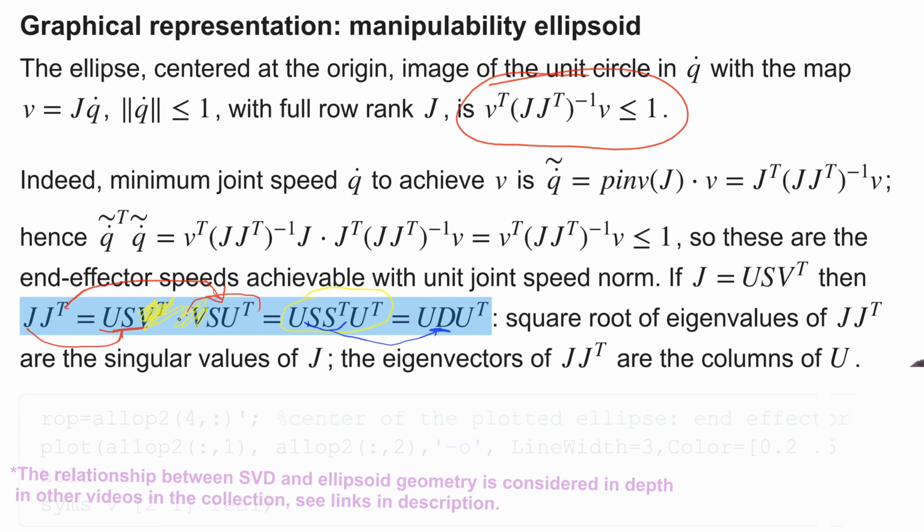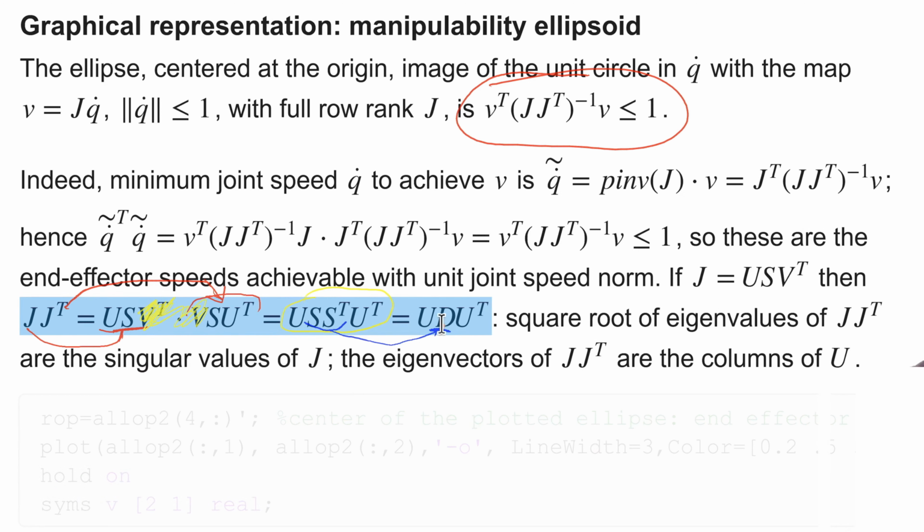So the semi-axes of the ellipsoid, or ellipse in this 2D case, are the columns of U, which were the output directions of the SVD of the Jacobian, and the square roots of the eigenvalues are the lengths of the semi-axes, and those square roots are just the elements of the diagonal of S, so the singular values.